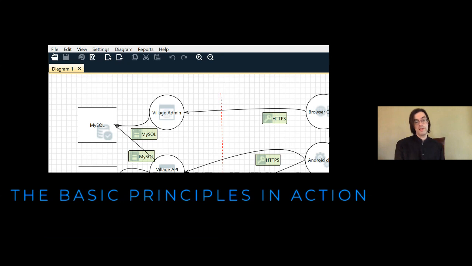So these are all very interesting considerations, but they might seem kind of abstract. Like, how do I actually apply these to a software architecture? How can I decide when I'm done?